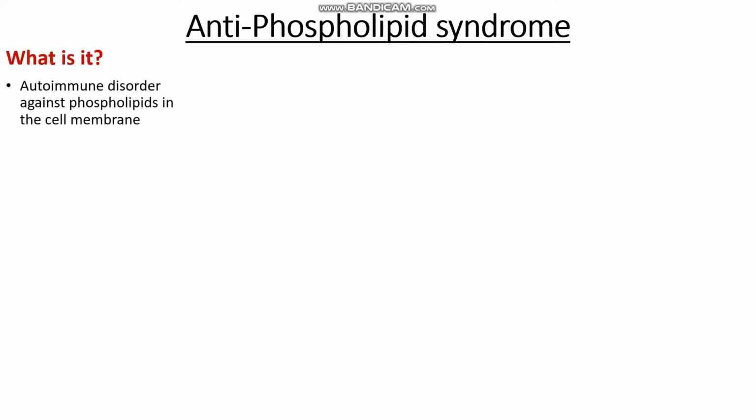Finally, to finish off the video, let's have a look at a very interesting thrombophilia known as Anti-Phospholipid Syndrome. So, what is Anti-Phospholipid Syndrome? Well, it's an autoimmune disorder against phospholipids in our cell membranes, right? And it can either be primary Anti-Phospholipid Syndrome, so of its own accord, or secondary. Secondary causes of this include things like systemic lupus erythematosus.